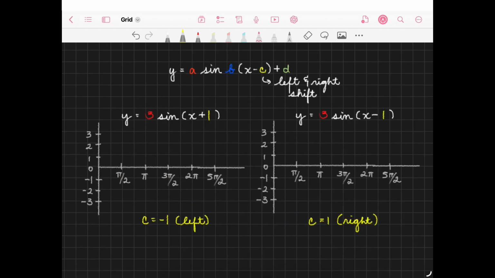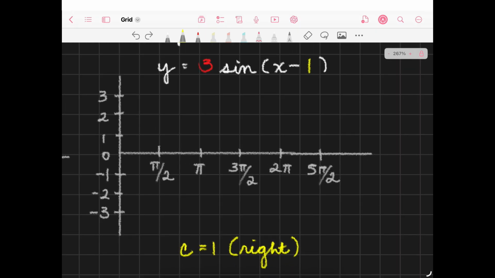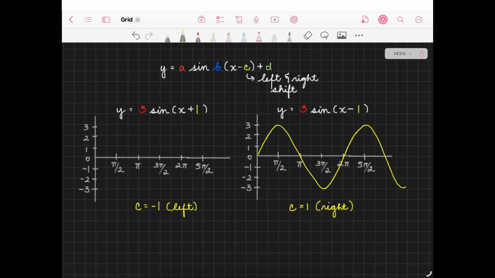So for our c variable, we have left and right shifts. So I gave out two equations for this, which is 3 sine x plus 1 and 3 sine x minus 1. So let's start with the right equation. So for example, we have 3 sine x minus 1. And we know that our amplitude is 3. So when we graph a sine graph, again, we start from the origin. Then positive 3, 0, negative 3, 0, and then so on. And the same goes for the left graph.